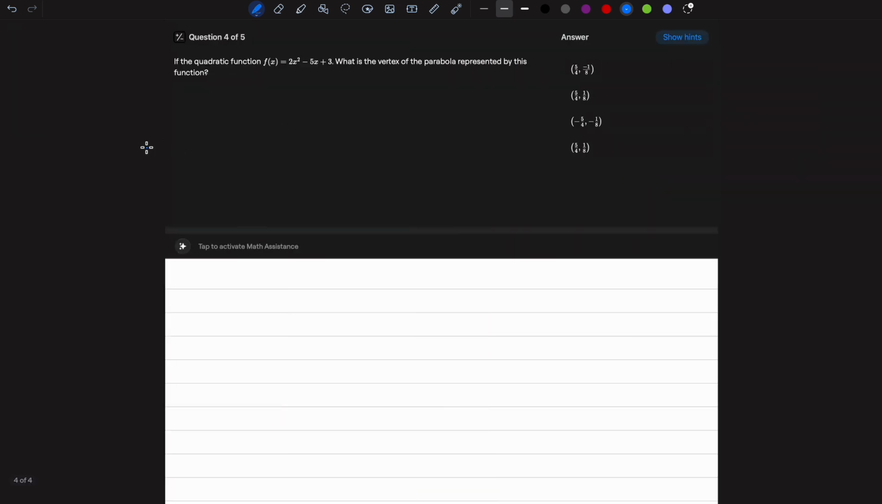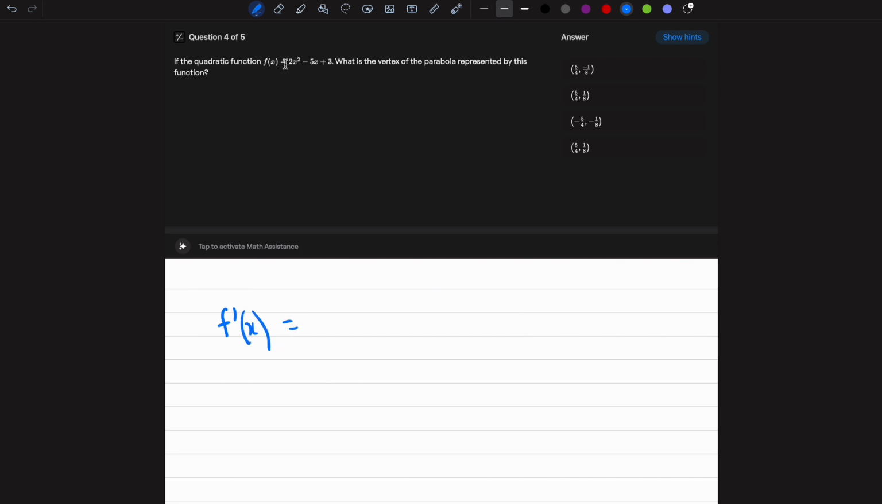If the quadratic function f of x is equal to 2x squared minus 5x plus 3, what is the vertex of the parabola represented by this function? Okay, how do we do something like this? Well, to do this, we can find stationary points. So we can use something called differentiation. So to find the derivative, you would do f prime of x, right? And we can just use the power rule.